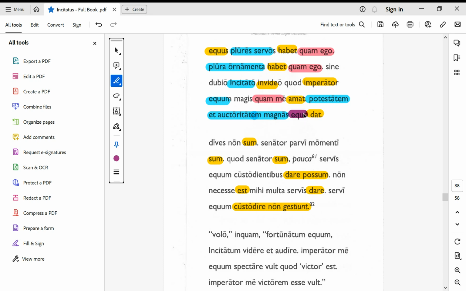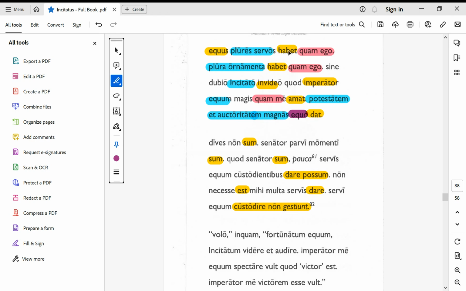Equo. Okay. He gives to the horse power and authority great, or he gives great power and authority to the horse. Okay. All right. So let's break. Now that we've kind of broken this sentence up, let's see if we can use that to make sense of this little more complex paragraph here.